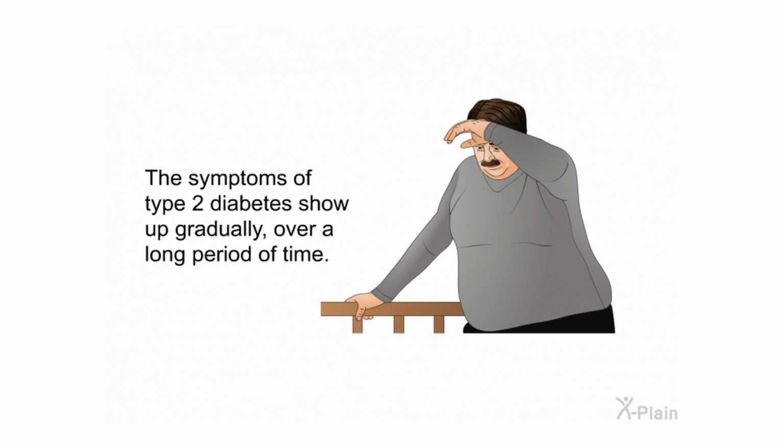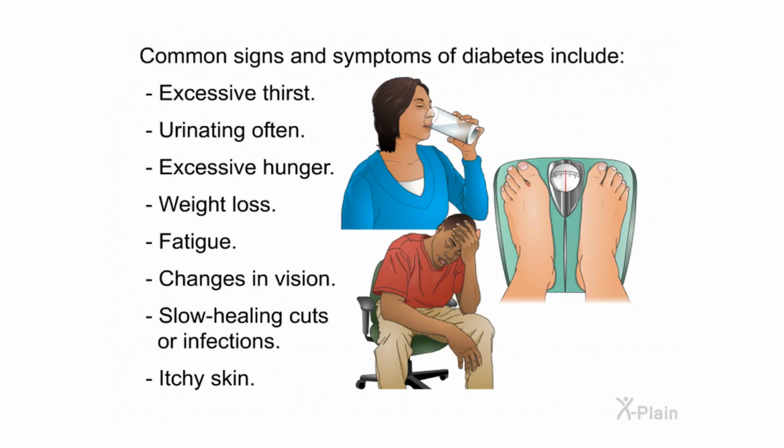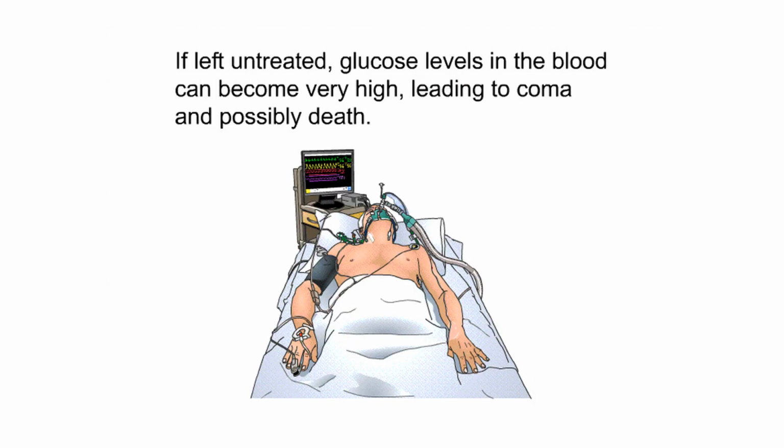Signs and symptoms. The symptoms of type 2 diabetes show up gradually over a long period of time. Common signs and symptoms of diabetes include excessive thirst, urinating often, excessive hunger, weight loss, fatigue, changes in vision, slow healing cuts or infections, itchy skin. If left untreated, glucose levels in the blood can become very high, leading to coma and possibly death.